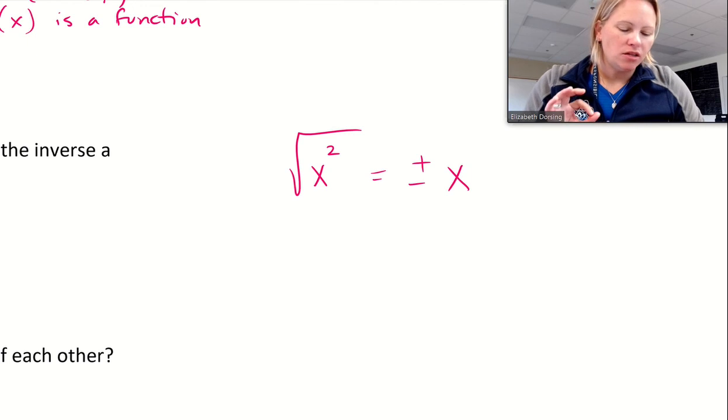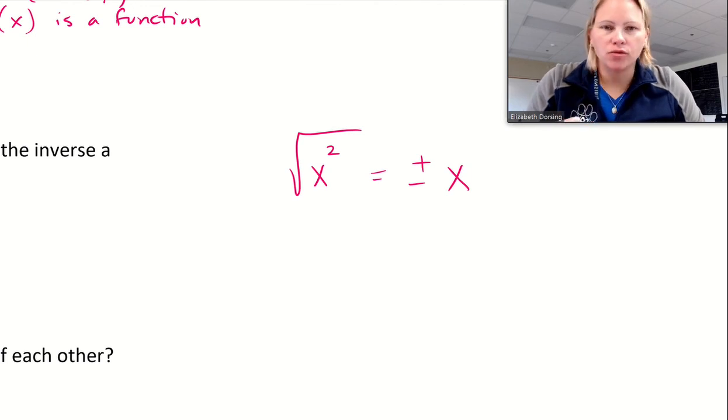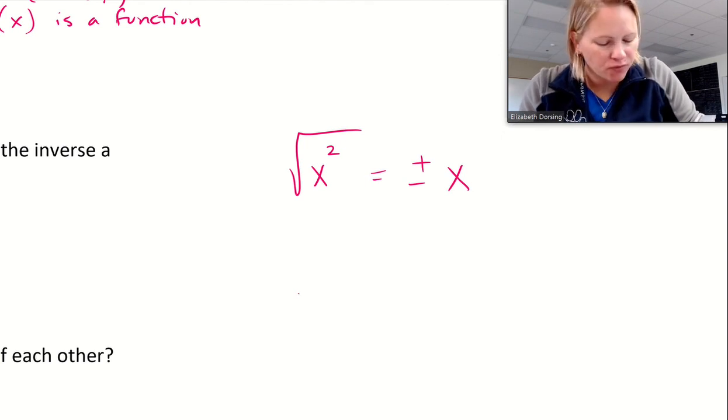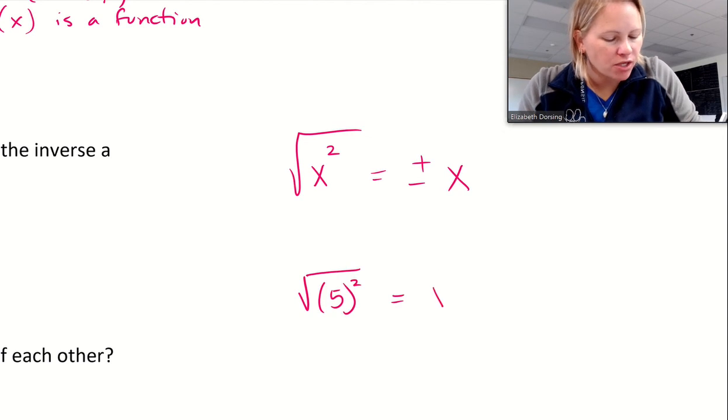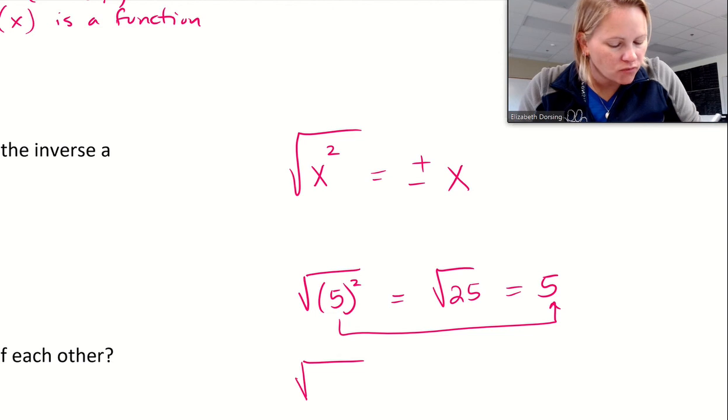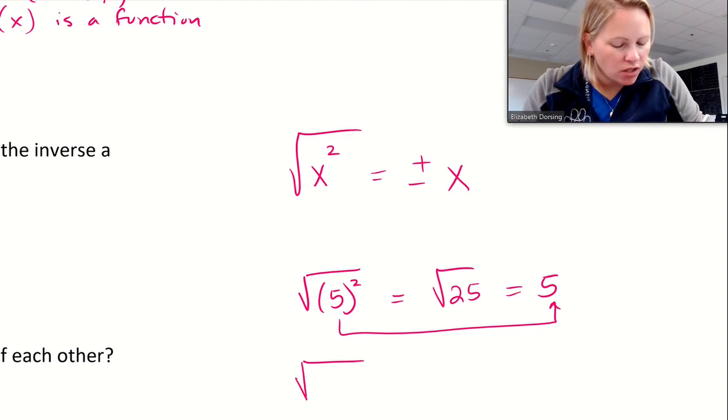Now, here's why. When you solve using a square root, you have to understand that whatever number is underneath, so for example, if I plug in 5, I'm going to get the square root of 25, which is 5. So it works out. But the trouble is, when I solve for negative 5, I'm going to get the same result.